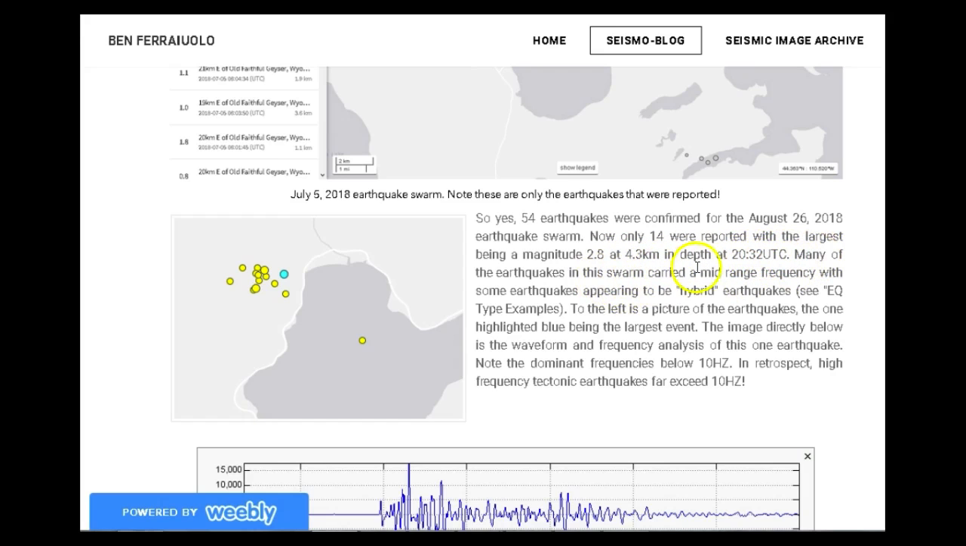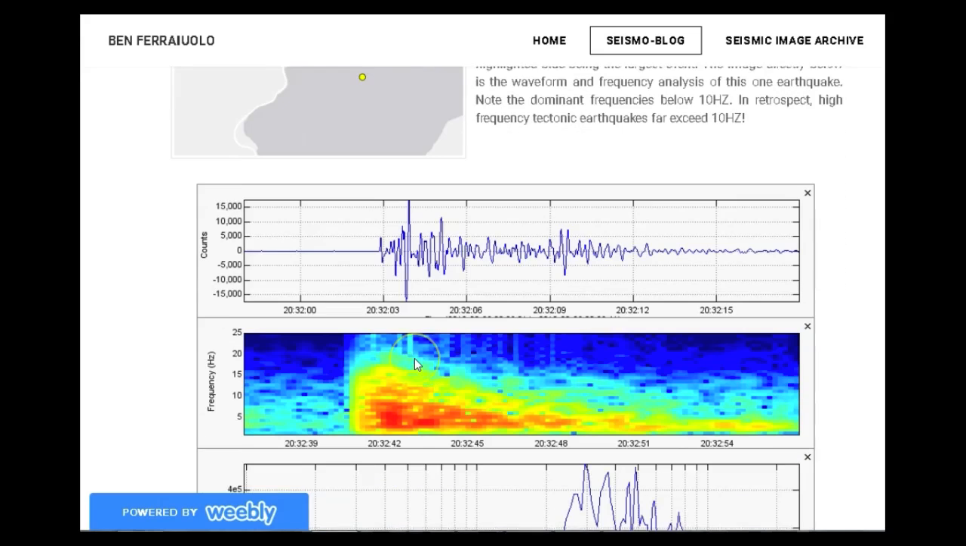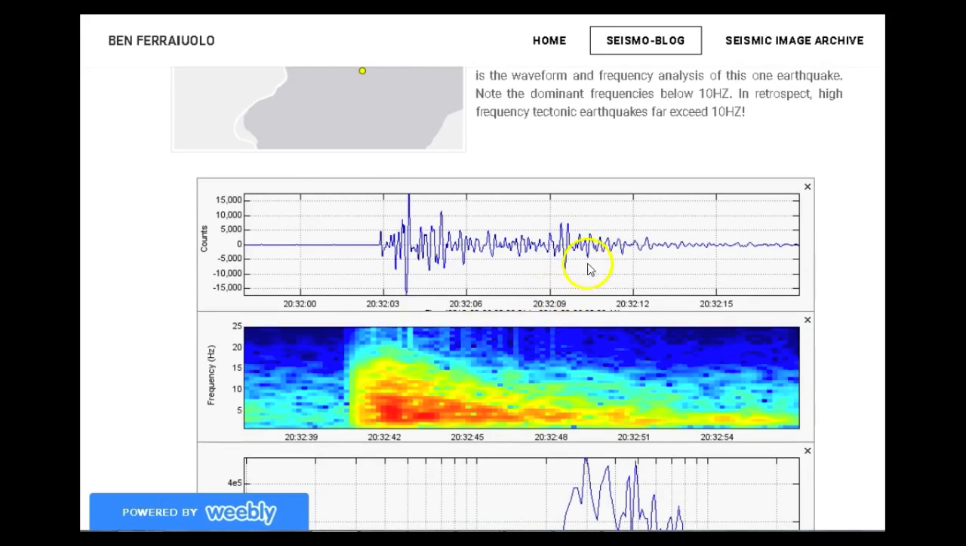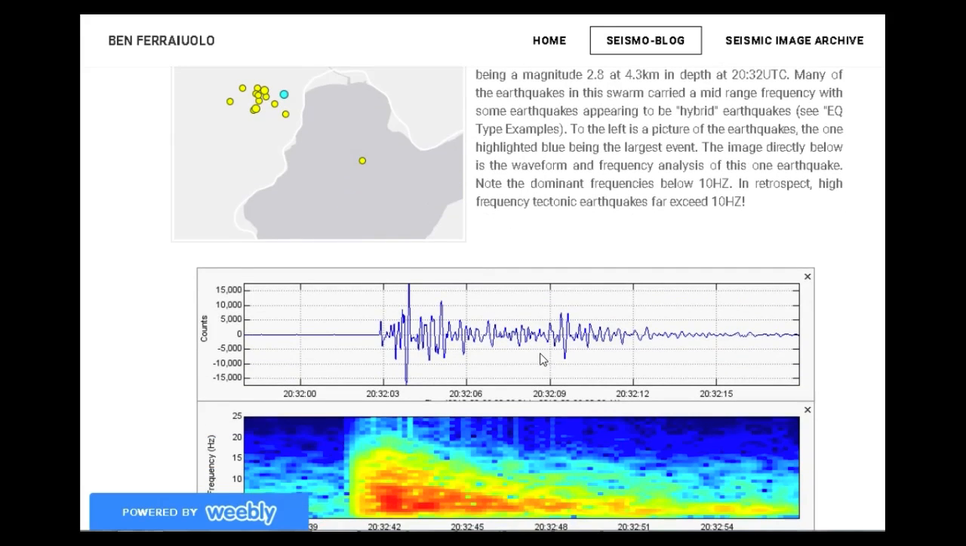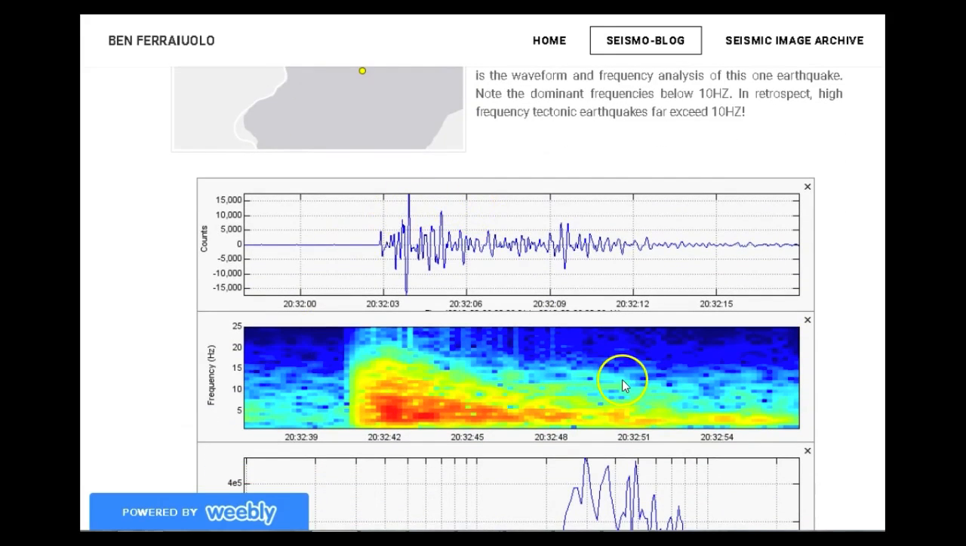Many of the earthquakes in this swarm carried a mid-range frequency, with some earthquakes appearing to be hybrid earthquakes. See earthquake type examples. To the left is a picture of the earthquakes, the one highlighted blue being the largest event. The image directly below is the waveform and frequency analysis of this one large earthquake. Note the dominant frequencies below 10 Hz. In retrospect, high-frequency tectonic earthquakes far exceed 10 Hz. You notice that?